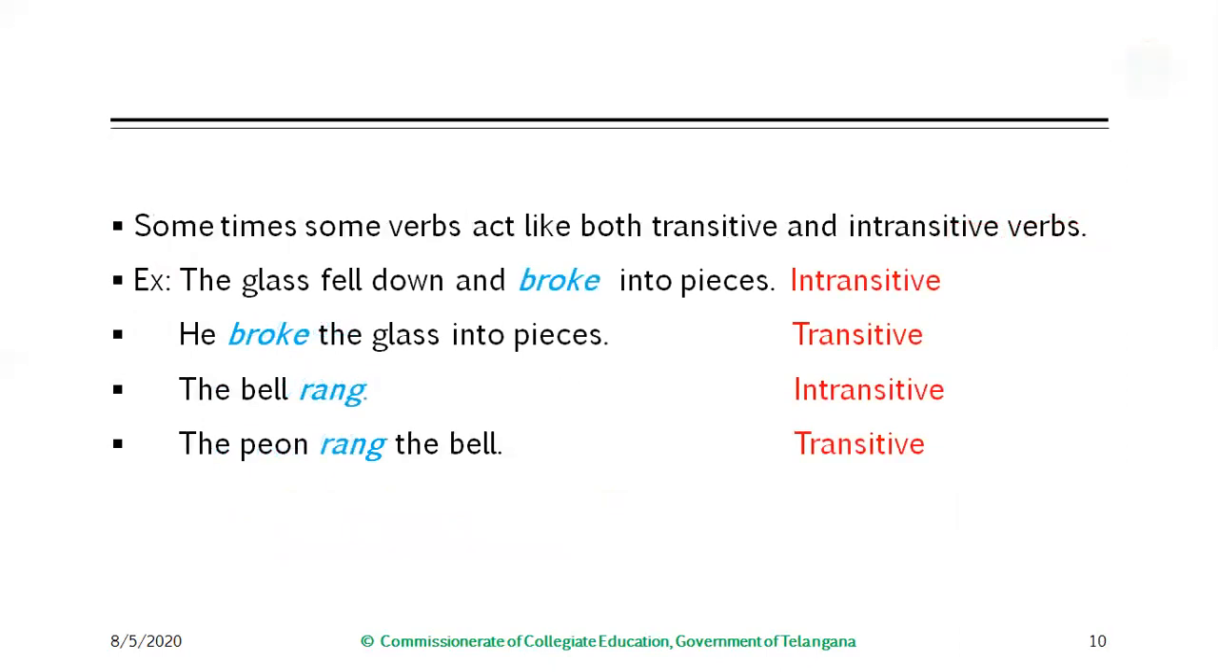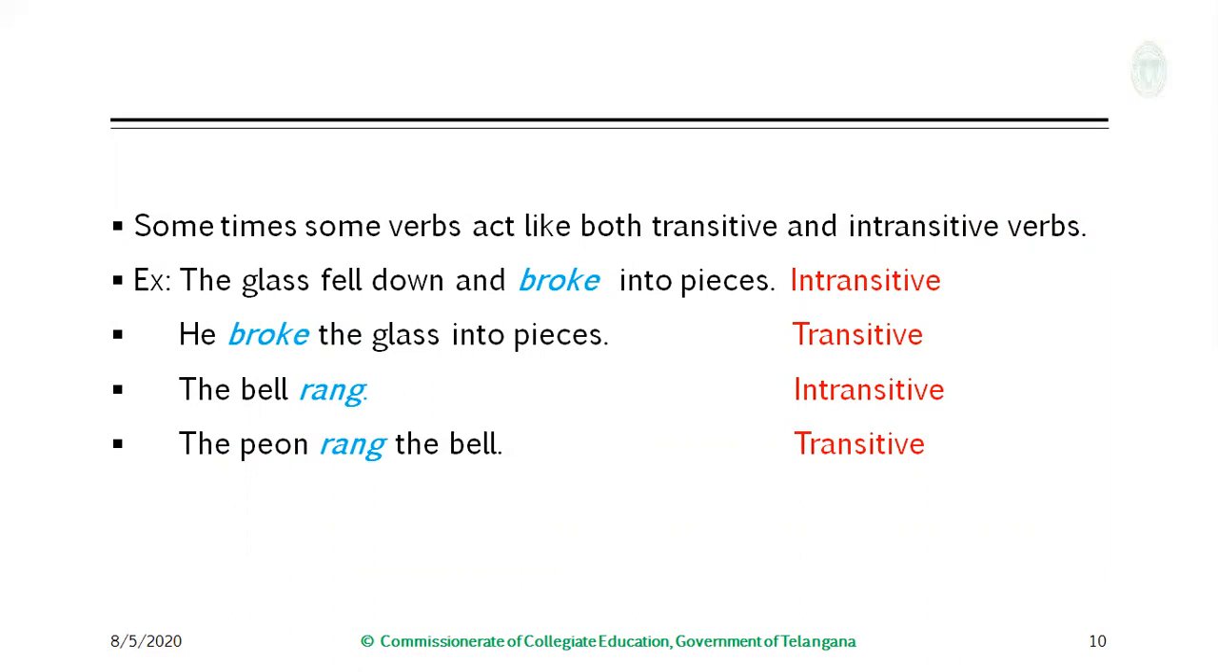Now let's look at some sentences here. The glass fell down and broke into pieces. Here, in the first sentence, the glass broke itself into pieces. We can't find an object in the sentence here. So, broke in the first sentence is intransitive.